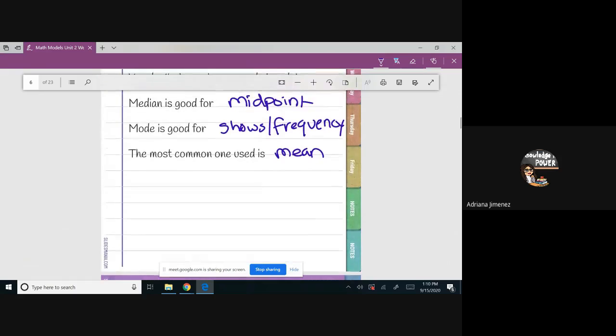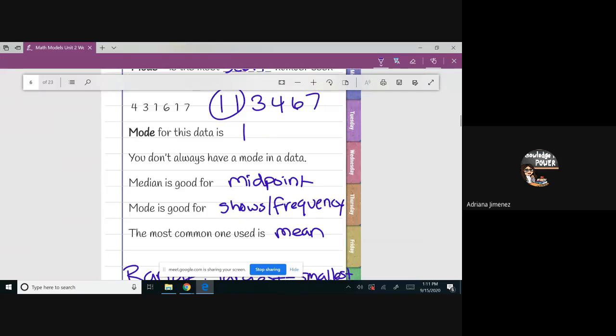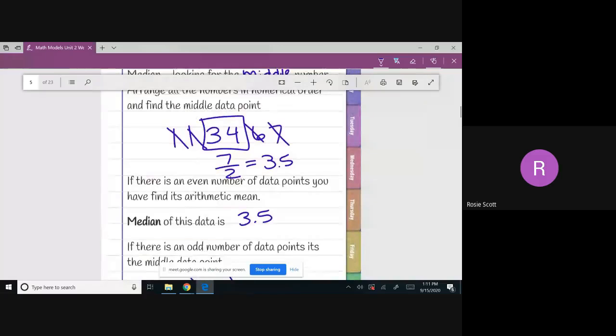They did have some questions on your Get More Math about the range, but I think a lot of y'all remembered range. The range is just the largest number minus the smallest. So for the same numbers that we were using over and over again, the largest number was 7, and the smallest number is 1. So the range for this problem is 6. So that was Monday's work. Everybody seemed okay with Monday's work.